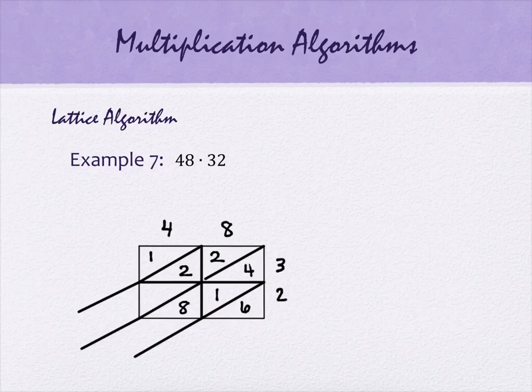We are not adding the 4, the 8, the 3, the 2. All the numbers on the outside are completely irrelevant at this point. We've done what we need to do with them. We're just adding the numbers on the inside of the grid. So we start at the bottom right. This is a 6, and we just write it down here.